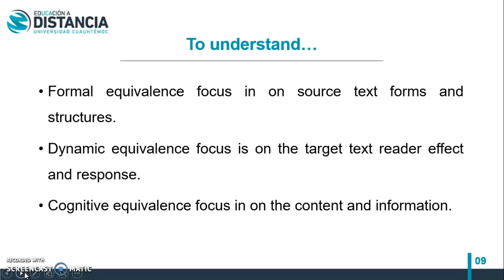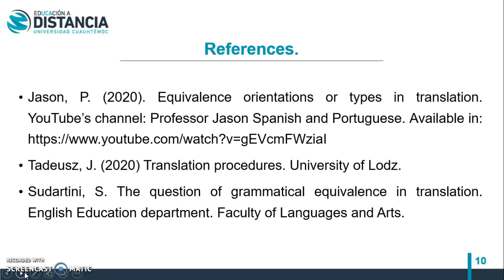This is a review to understand what grammatical equivalence means, okay? This is a review of the three types of grammatical equivalence. The formal equivalence focuses on source text form and structure. Okay, focus only on the form and structure. The dynamic equivalence focuses on the target text reader effect and response, and the cognitive equivalence focuses on the content and information. And that's it.